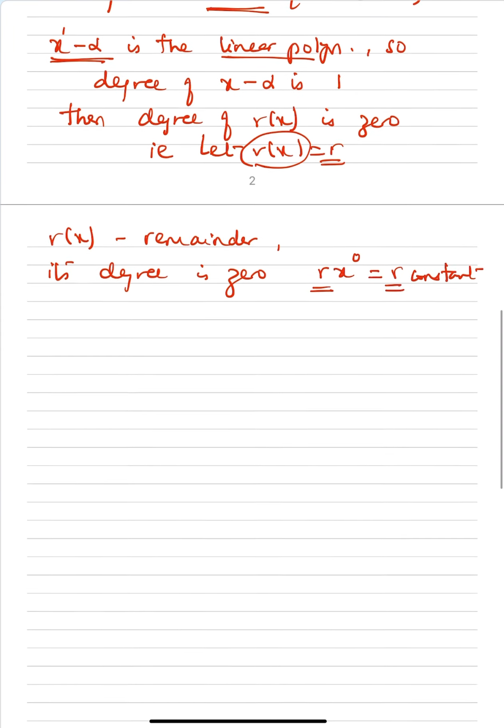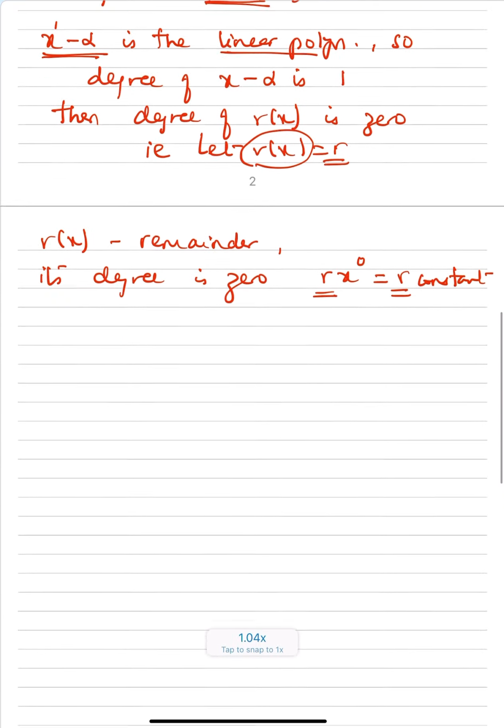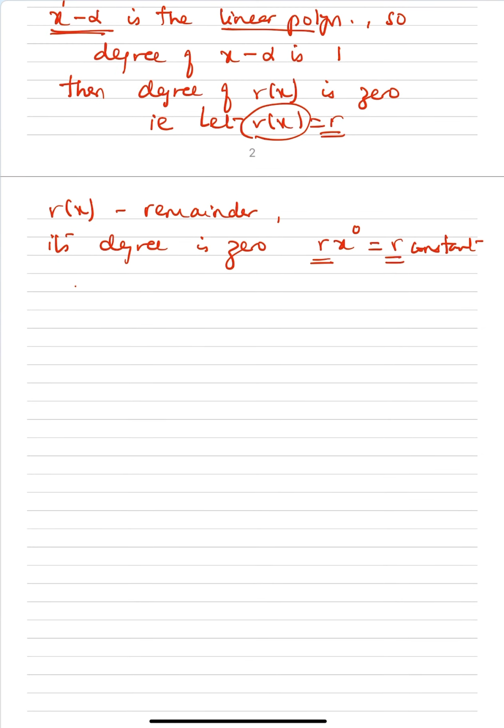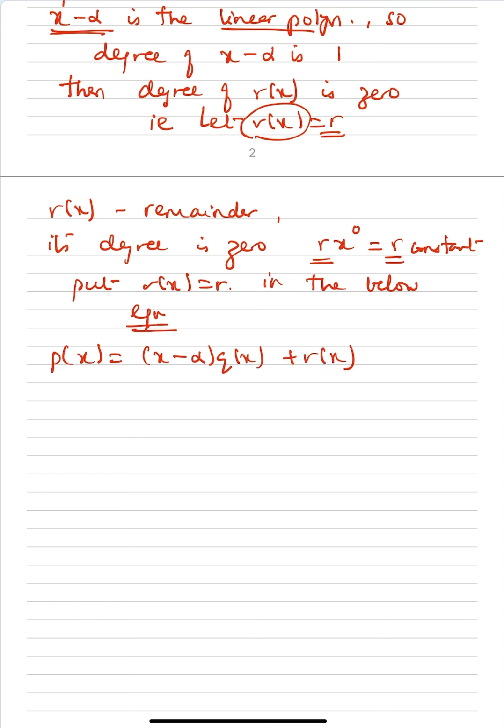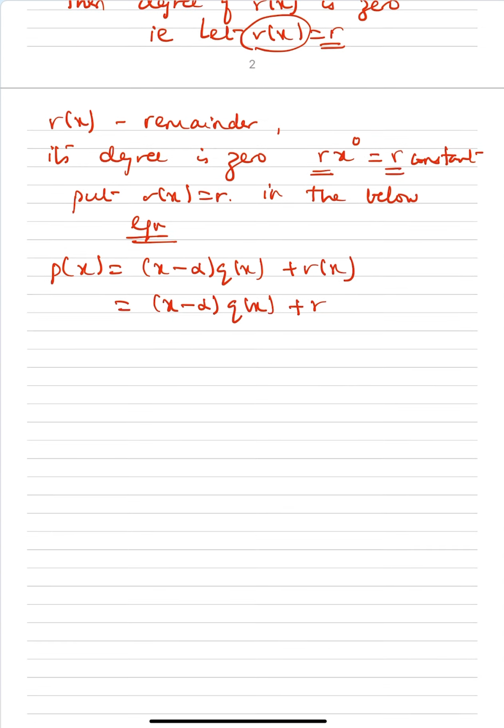Okay. Now, what are we going to do? First we will put r of x is equal to r in the below equation, that is, p of x is equal to x minus alpha into q of x plus r of x, that is equal to x minus alpha into q of x plus r. Now we know that x minus alpha is equal to 0. We can say it is a linear equation. x is equal to alpha. Okay, this is one thing.